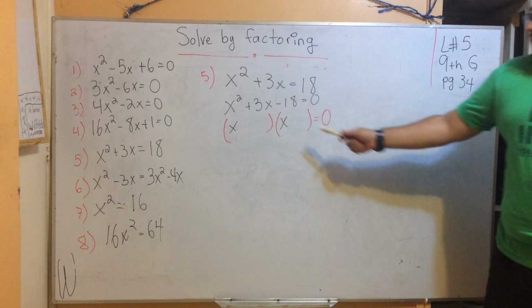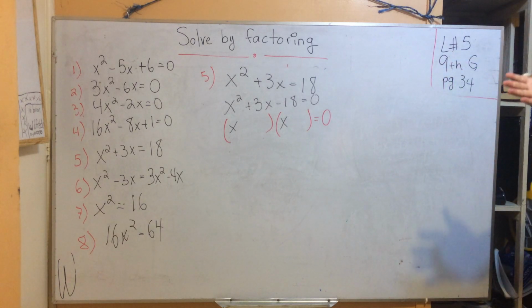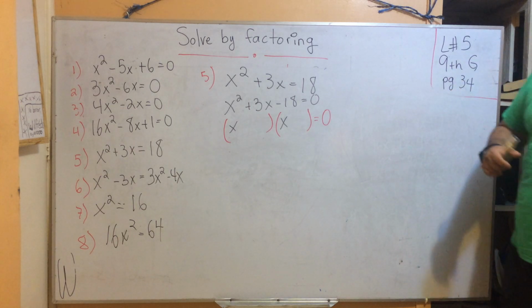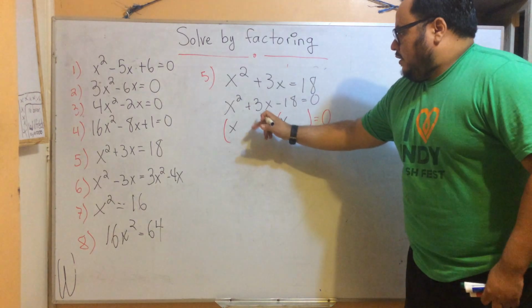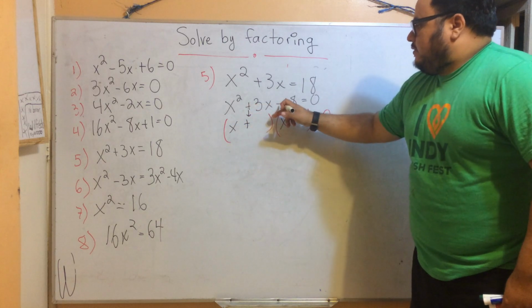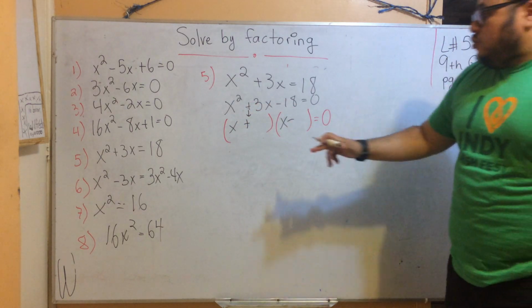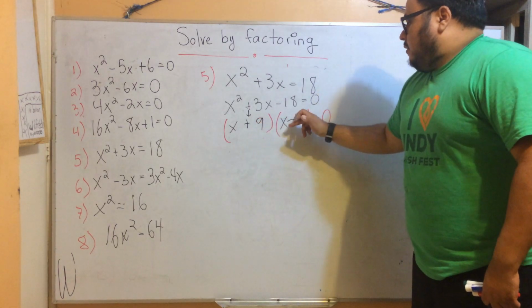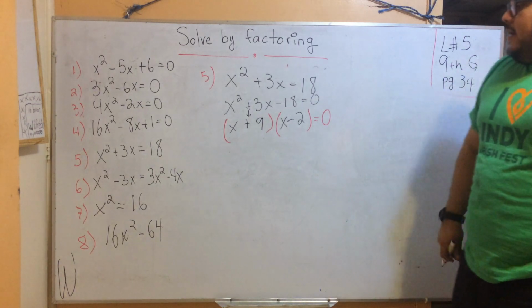Now, what are the factors for number 18? It can be 9 times 2, 3 times 6, or 18 and 1. Let's try 9 and 2. We copy the first sign. The second sign is positive times negative, negative. So we're going to try 9 and 2 first, because they give me multiplication by 18.